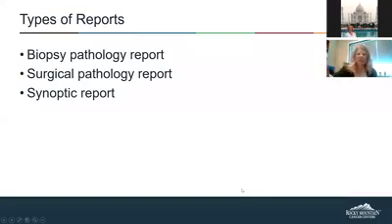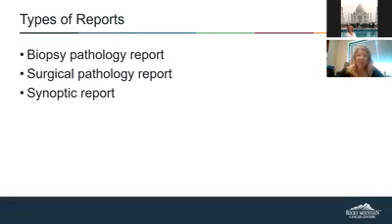So there's at least 3 different types of reports that get generated throughout a breast cancer diagnosis. There's the initial biopsy pathology report that's generated after the initial biopsy, which most of the time is going to be a needle biopsy. There may be subsequent biopsies that follow. Sometimes there's just the one biopsy.